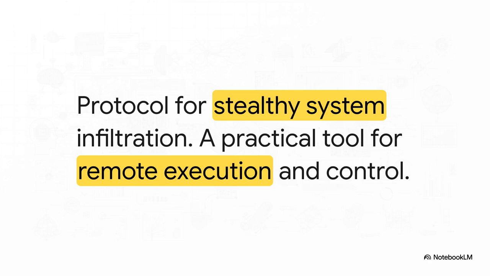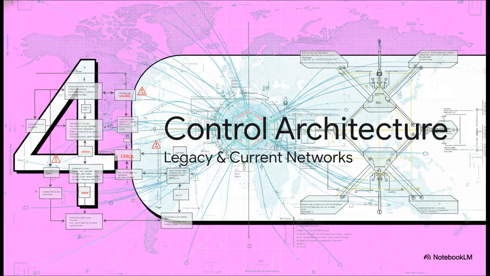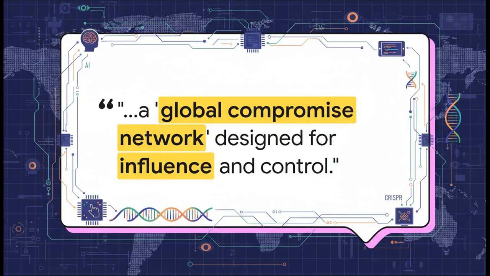It's a practical, no-nonsense tool for command and control inside the digital substrate. Now, a system like this doesn't just run on its own. There's a governance layer. So let's get into the control architecture. We're going to look at both the legacy and the current networks that were designed to manage and manipulate the entire system. So when you see a quote like this, a global compromise network, this is what we're talking about.